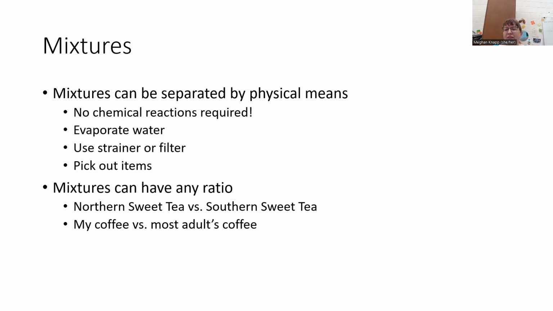Similarly, if I have coffee, I like to say I have a little bit of coffee with my cream and sugar because I really just like the smell of the coffee, but I like the cream and the sugar. So my coffee is mostly cream and sugar with just a little bit of coffee. My brother-in-law, on the other hand, likes his coffee black, and he maybe puts just a little bit of sugar in there. So even though we might have similar things in the coffee, the ratios are very different.